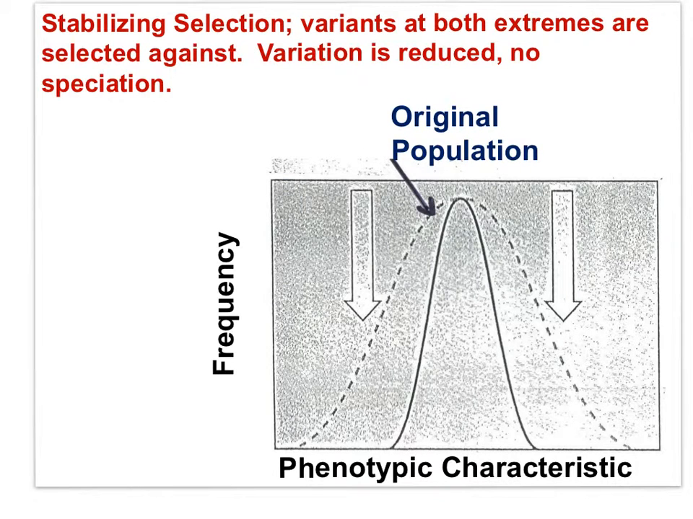Now let's go back and take a closer look at stabilizing selection, where neither extreme is favored over another, or in other words, selection pressure is equal on both extremes. Notice the effect. Look carefully. Variation is potentially reduced with no speciation possible.